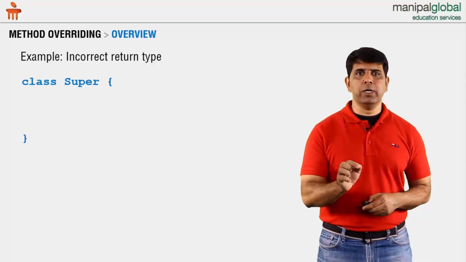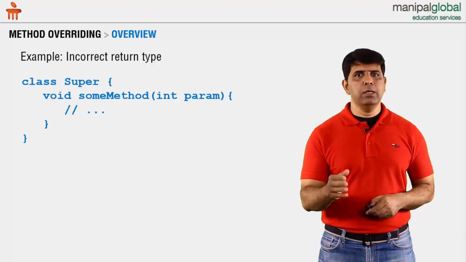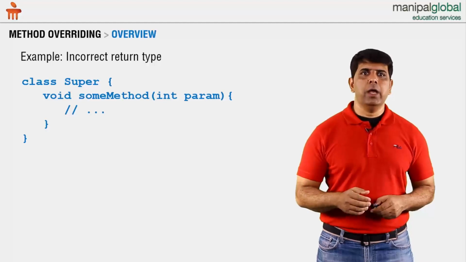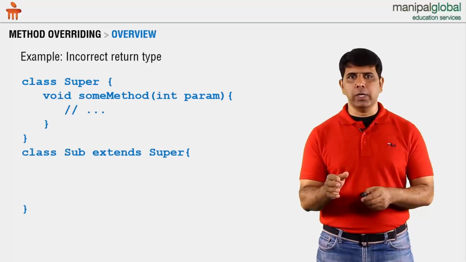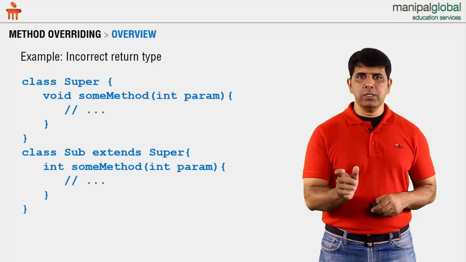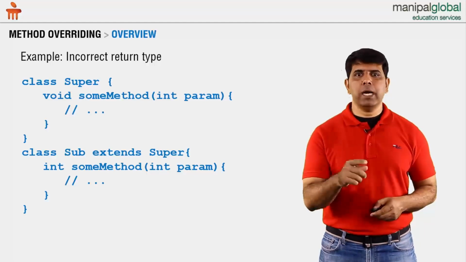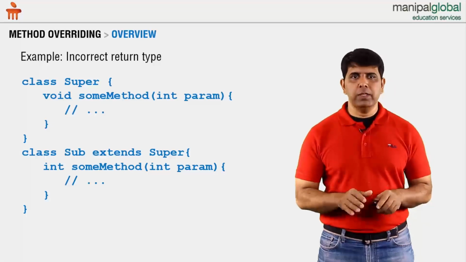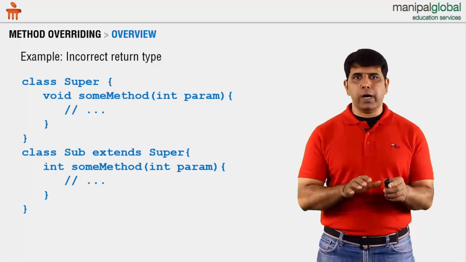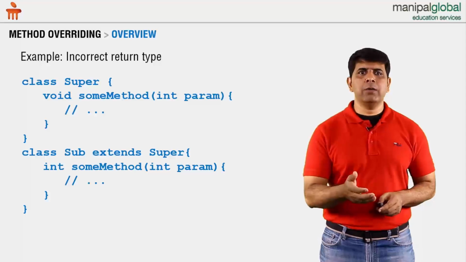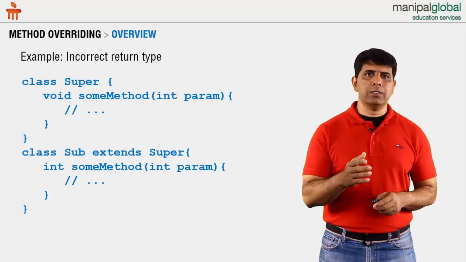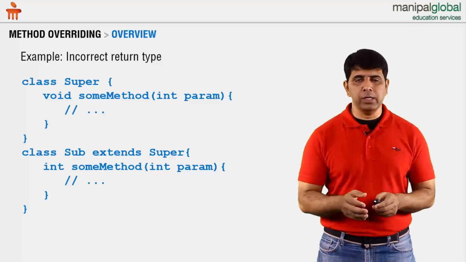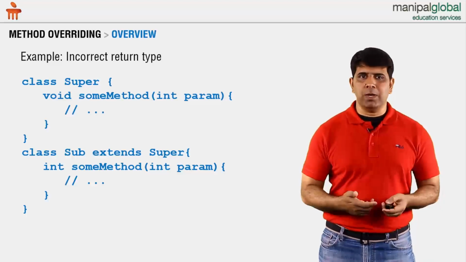We have a class Super with a void sum method, the argument doesn't matter in this case, and I have a subclass that extends Super. The signature is the same; the signature corresponds to the method name and the parameters. However, the return type is different. Now, if you look at the class Sub alone, there is nothing wrong. You can always have a function called sum method returning an integer. However, compilers have a problem with this.